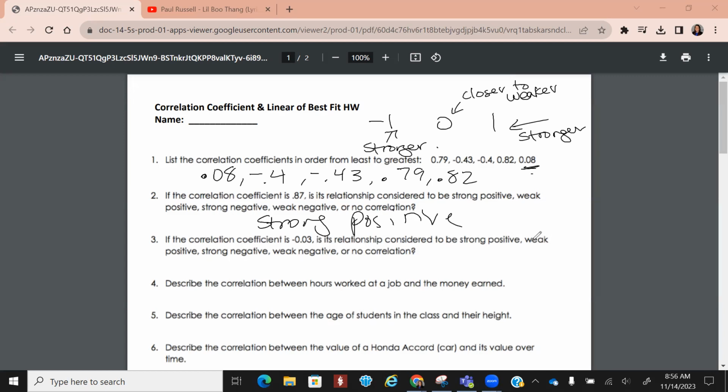All right, ready for the next one. The correlation coefficient is -0.03. Is it considered to be a strong positive, a weak positive, a strong negative, or a weak negative, or no correlation? Well, this is a negative. And then is it weak or is it strong? Is it closer to 0 or is it closer to 1? 0. So it's going to be a weak negative.